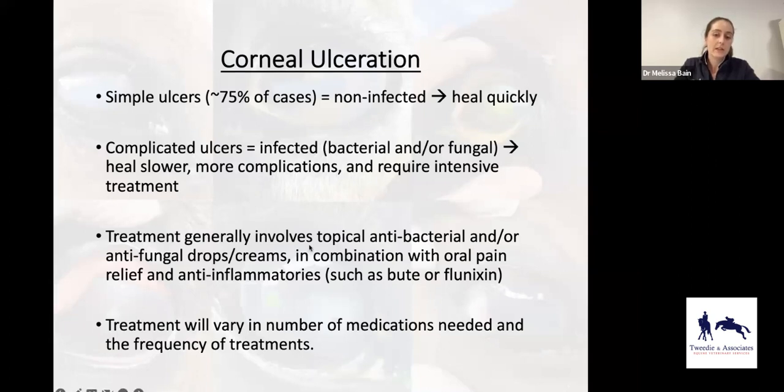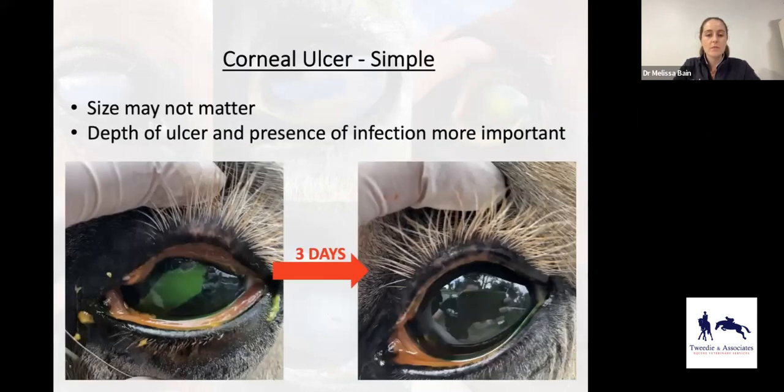Treatment for both normally consists of topical antibacterial or antifungal medications in combination with oral pain relief and anti-inflammatories like bute and flunixin. The difference is that the number of medications needed for complicated ulcers is generally more, and the frequency of those treatments, which we'll get into in a sec.